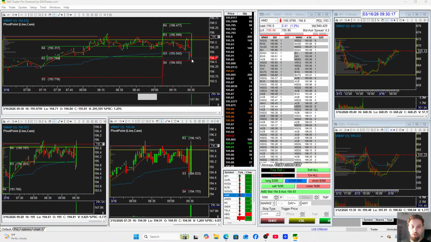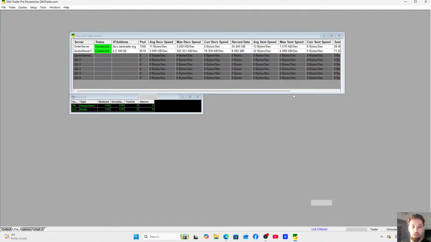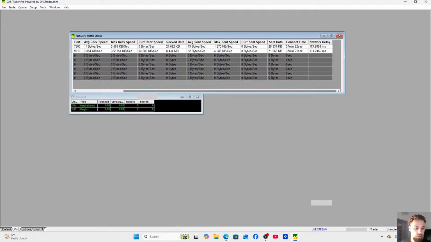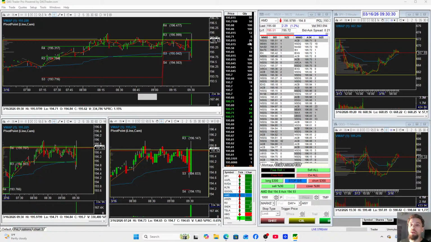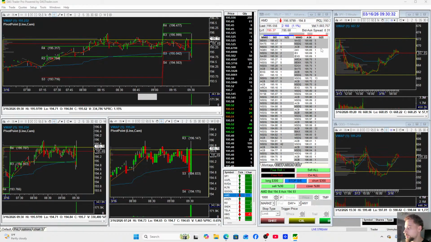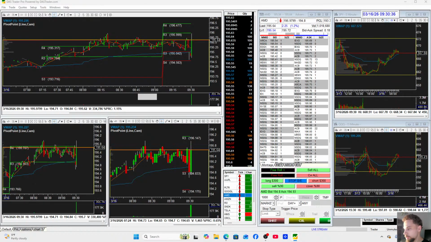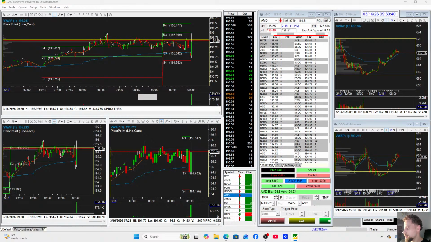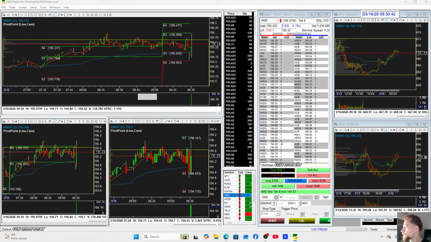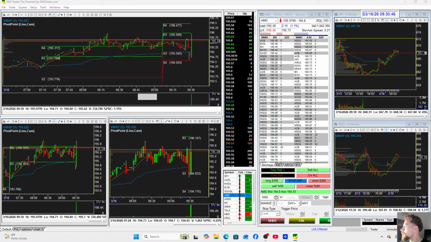See what AMD does here. Just checking my connection. Connection seems stable. I'm just looking for where the volume is. Where's the volume? Man, SNDK just ripped.